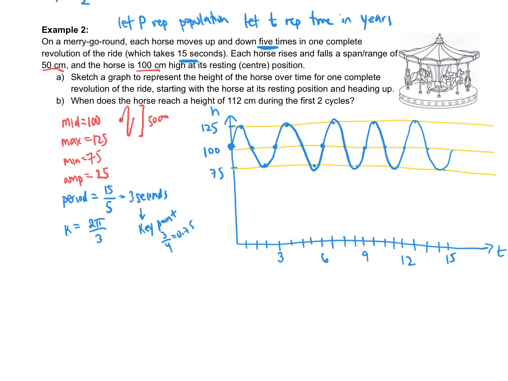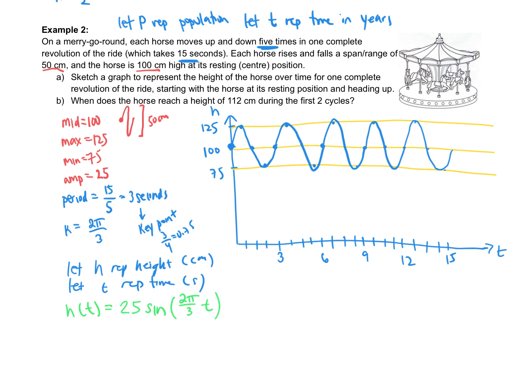And here's our function. Let's write our let statements. Let h represent the height in centimeters. Let t represent the time in seconds. And now my equation, h of t, because we're starting at the midline heading up, the most efficient function would be sine, a positive sine. The amplitude is 25. The k value is 2 pi over 3 with no phase shift. And the midline is 100.